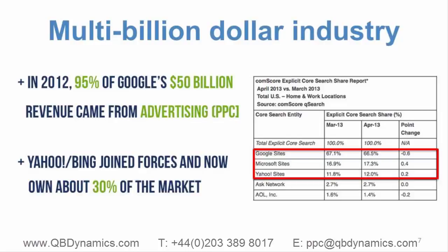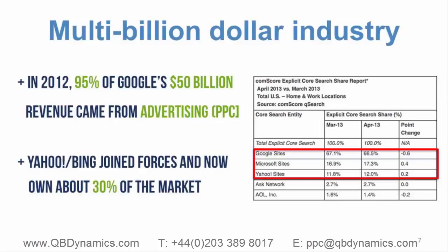Now, as I mentioned earlier, Yahoo and Bing have joined forces and now own about 30% of the market. And you can see over here that this industry has become so big and so lucrative, and it touches so many businesses in so many ways, that you have companies like Comscore and other companies that really have created this whole new cottage industry just out of studying what's going on in the PPC marketplace. You know, like where money is being spent, how effective it is, and all of that good stuff.